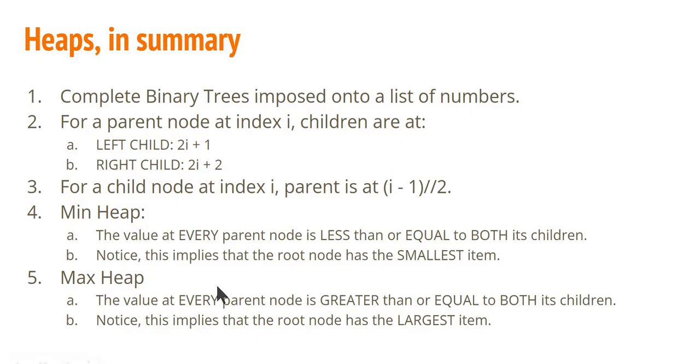Conversely, we can also talk of something called a max heap, where the value of every parent node is greater than or equal to any of its children. So both in case of two children. If it's one child, then the value of the parent node must be greater than the value of that child. If that happens, then we have a max heap. And think about it again. This implies that the root node in a max heap will always have the largest item.